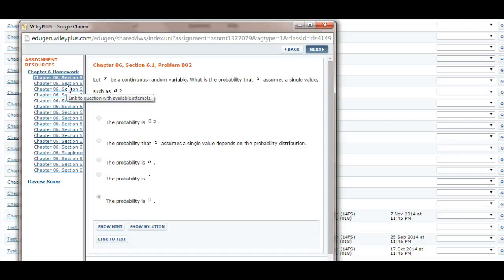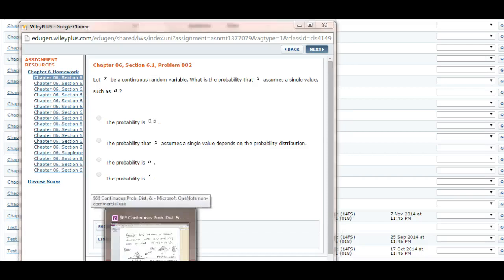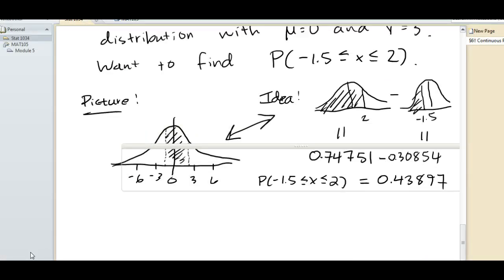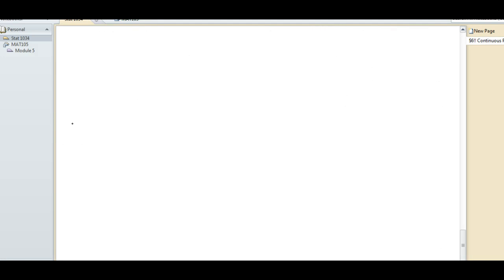I'll give you, this first one says, if x is a continuous random variable, what's the probability that x assumes a single value? Let's think about that real quick. So far on all these things, we've been looking at areas. That first question on the homework describes something like this. Say we have a standard normal distribution like this, and we're thinking that the probability is just a single value, say x equals a. So what is the probability?